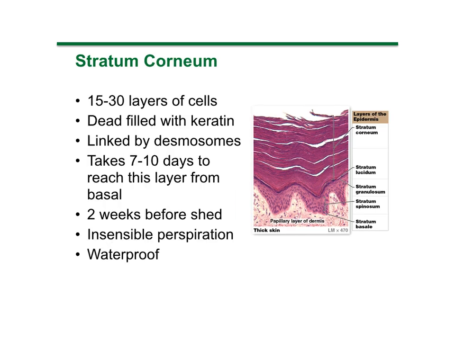Then we have our stratum corneum, which is approximately 15 to 30 layers of cells. They're completely filled with dead keratin, which makes them completely waterproof. They're linked by desmosomes, which, if you remember from earlier chapters, help create that waterproof tightening of those different cells. It takes roughly 7 to 10 days to reach this layer from the basal layer, and then 2 weeks before shedding completely off. These are insensible perspiration and they are waterproof.